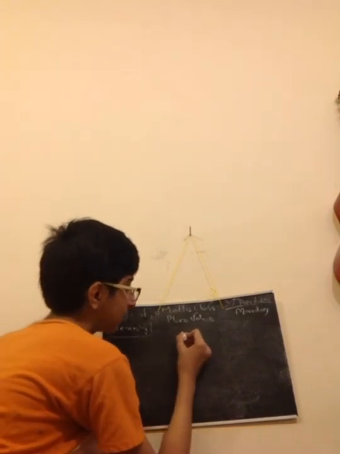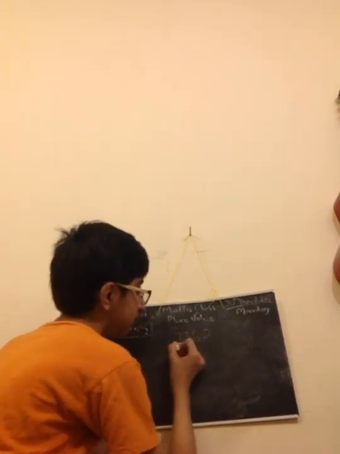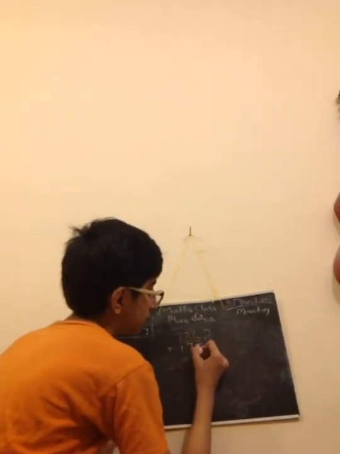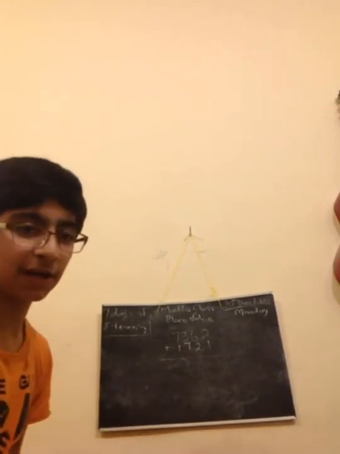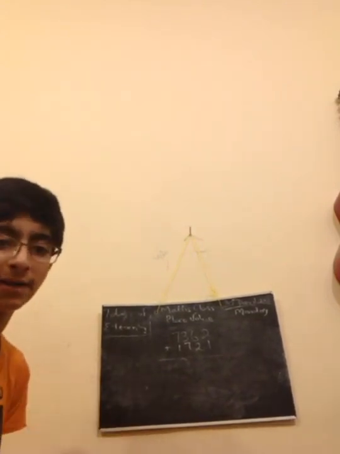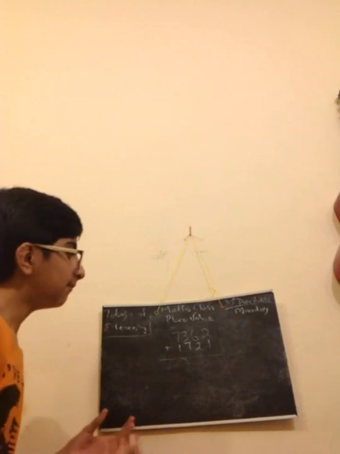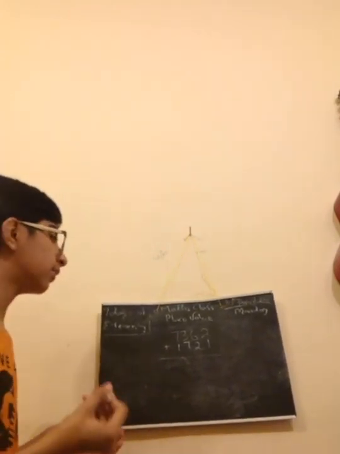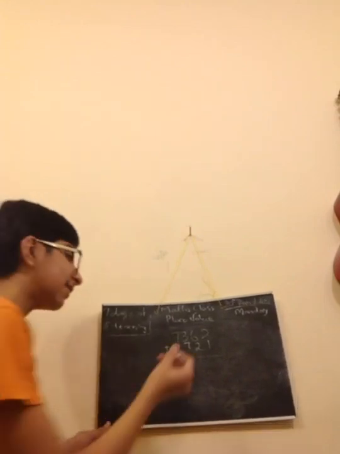You have to add 7362 plus 1721. This would be easy for those who have learned the rule of carrying in the addition, but it would be difficult for the others who have not yet learned the rule of carrying.